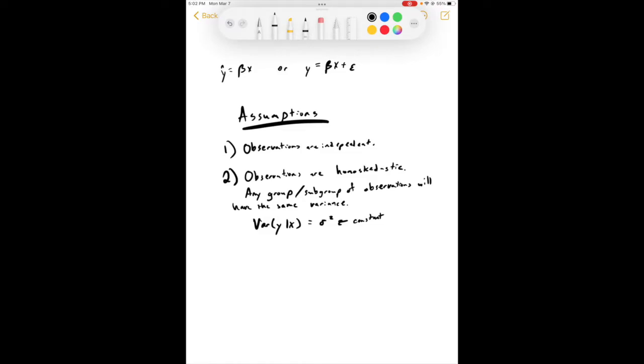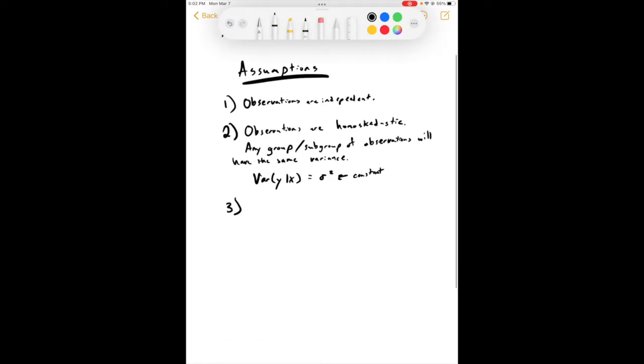Very important. And number three, we are going to assume that observations are normally distributed about the mean. Another way of saying this is that the errors are normally distributed. Our errors are epsilon, so we're going to say that our errors are normally distributed with mean 0 and some sigma squared sub epsilon.